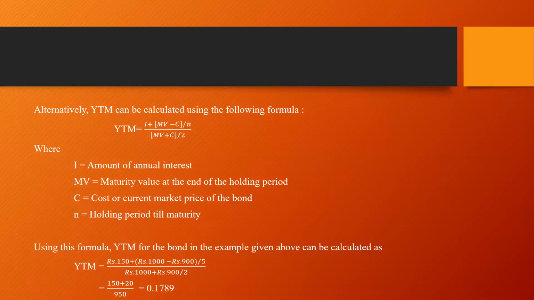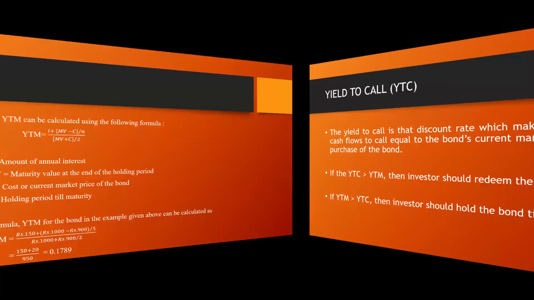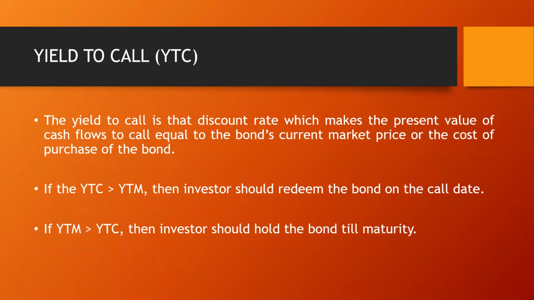So I hope that is clear. It will be more clear when we work out the example questions in the textbook, which I will explain in the next class. Now the next one is yield to call. See, the bonds have got a callability feature. If I want, I can redeem, that is, the company can redeem the bonds at an earlier date than the maturity date. So what is the required rate of return if we are calling that bond before the maturity date? That is what is calculated in yield to call.